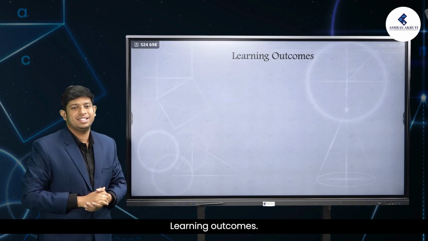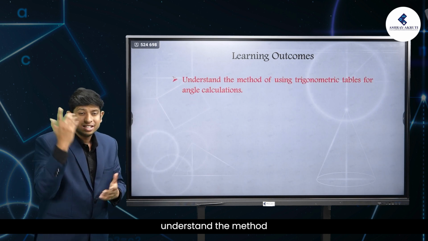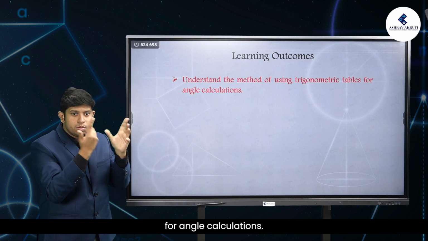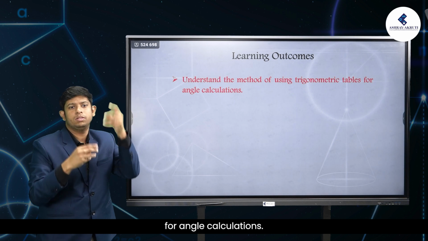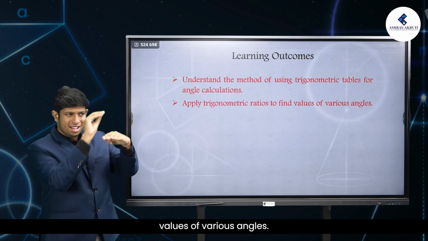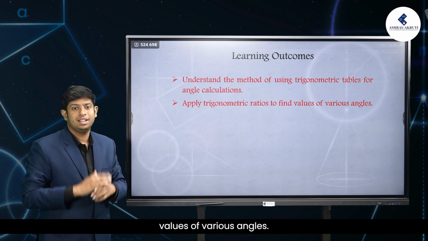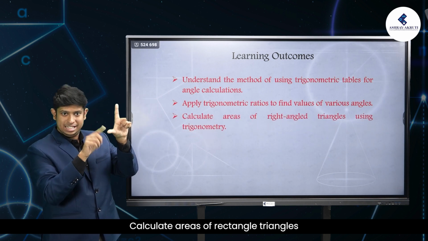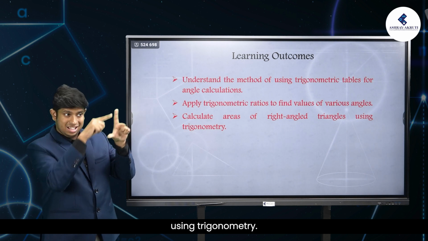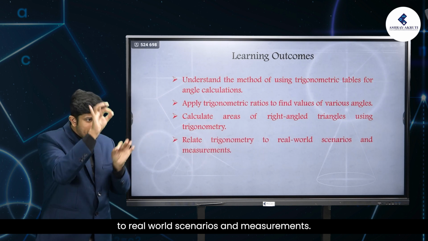Learning outcomes. At the end of this lesson, you will be able to understand the method of using trigonometric tables for angle calculations, apply trigonometric ratios to find values of various angles, calculate areas of right angle triangles using trigonometry, and relate trigonometry to real world scenarios and measurements.